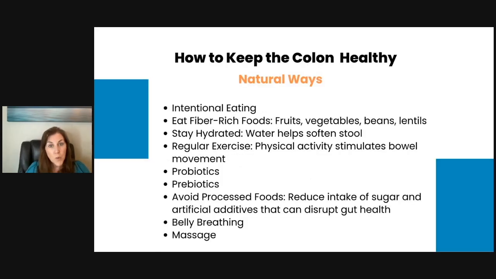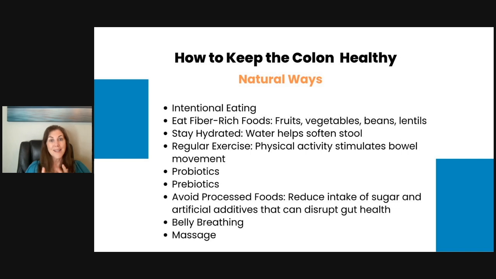So what can we do naturally to keep our colon healthy? As you remember, these are going to be very similar to all the things we've been talking about throughout the entire digestive system. Number one, intentional eating. How you eat is so important. Being relaxed, being in that parasympathetic nervous system so your food can actually digest and be absorbed and then move through the system. So remember to be intentional.